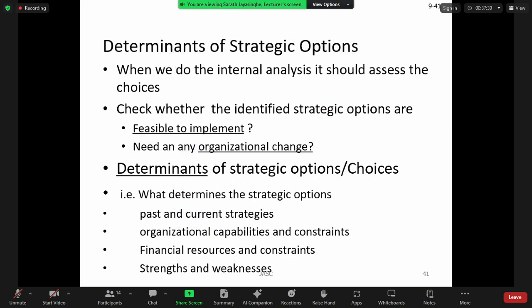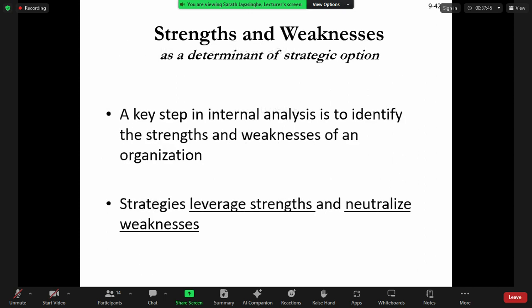Determinants of strategic option choices. What determines the strategic options? Past and current strategies, organizational capabilities and constraints, financial resources and constraints, and strengths and weaknesses. These strengths and weaknesses, you know that under internal analysis we are doing that as a determinant of strategic options. A key step in internal analysis is to identify the strengths and weaknesses of an organization. Strategies leverage its strengths and neutralize weaknesses.